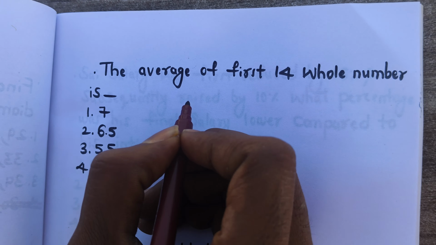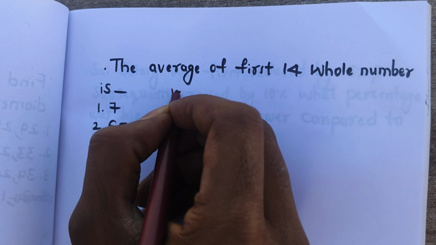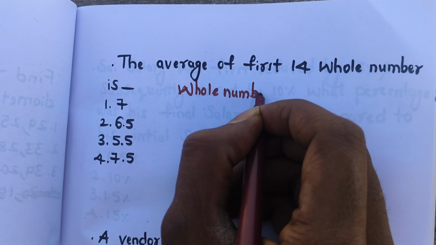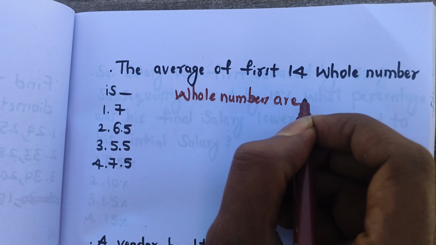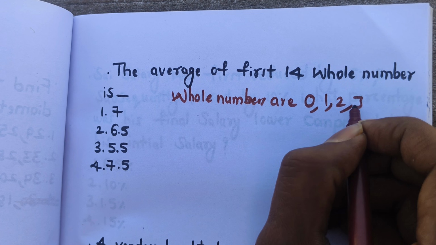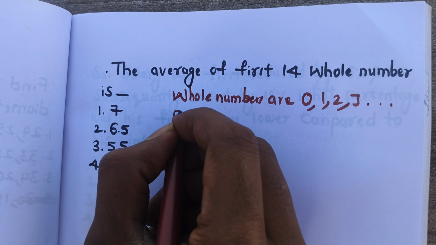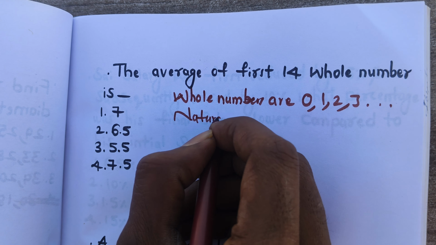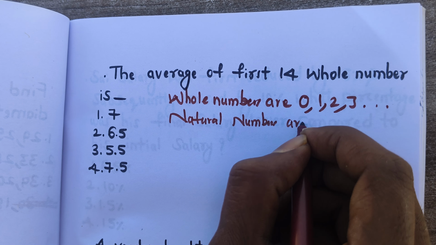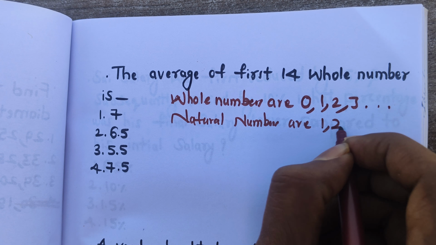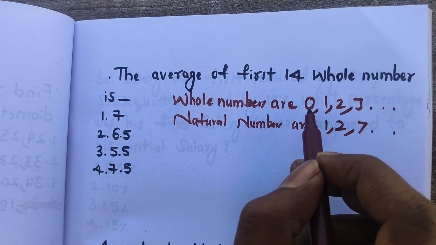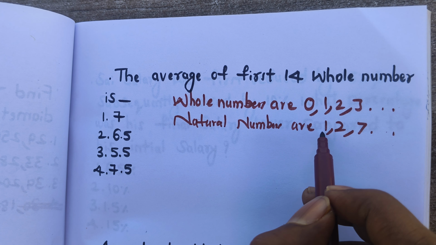We want to know what the whole numbers are. Whole numbers start from 0: 0, 1, 2, 3 and so on. We also want to know natural numbers. Natural numbers start from 1, 2, 3. The difference is that whole numbers start from 0, natural numbers start from 1.